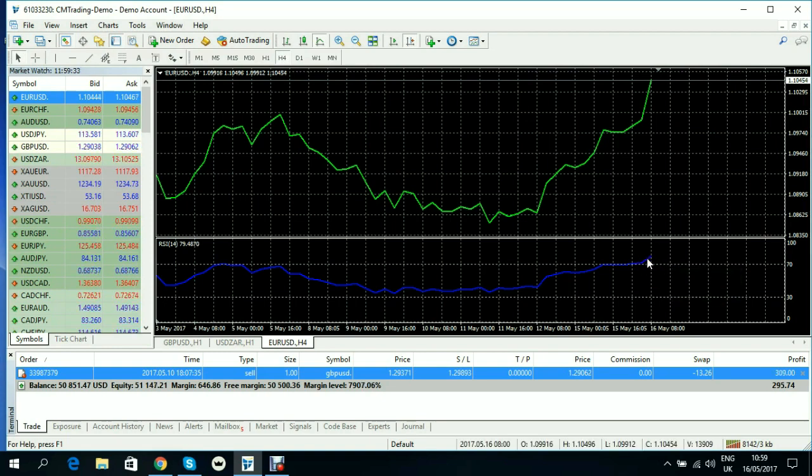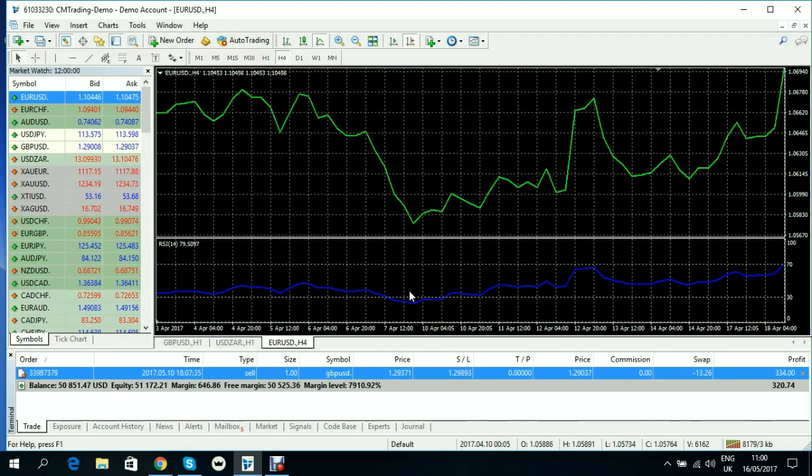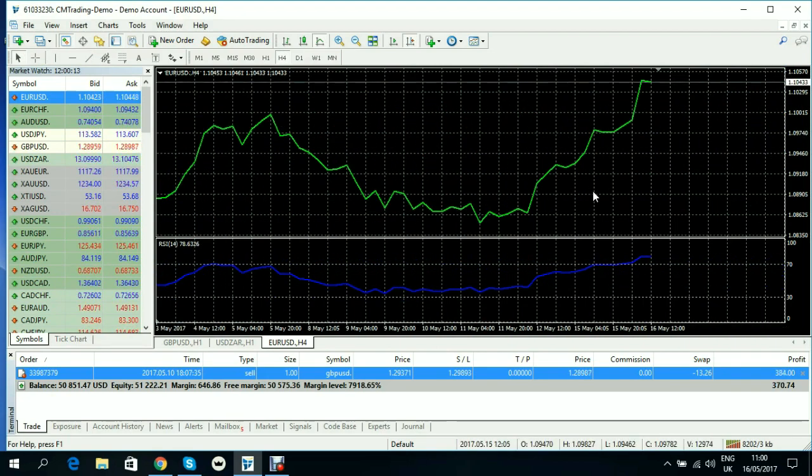For example, here we can wait until the RSI crosses so that it's below 70, then we can confirm a sell trend coming. Or when it moves above 30, then we can confirm a buy trend. So it also helps us in that form.